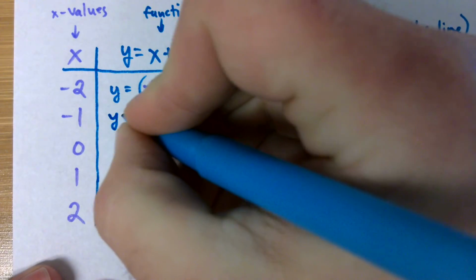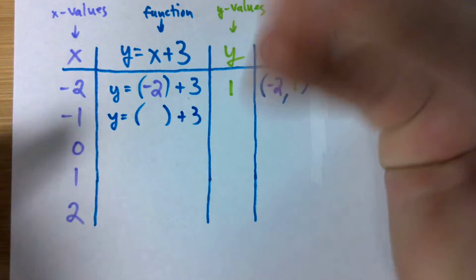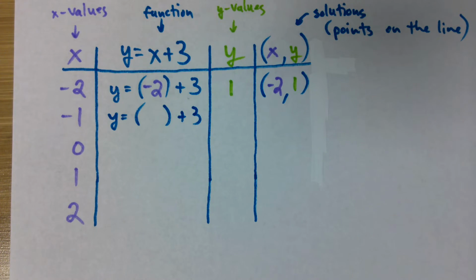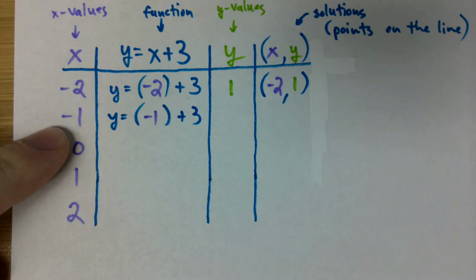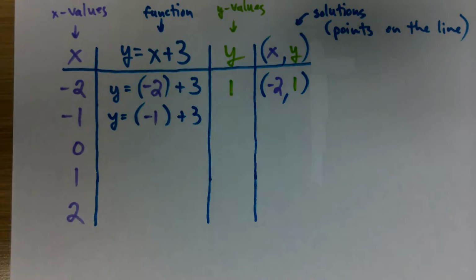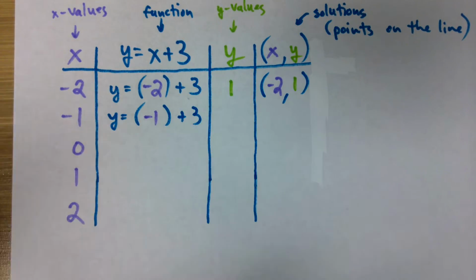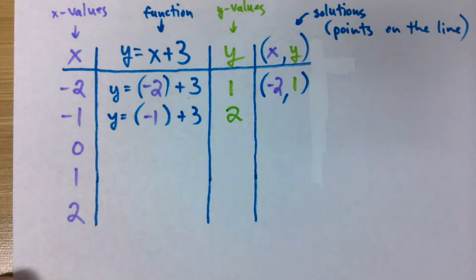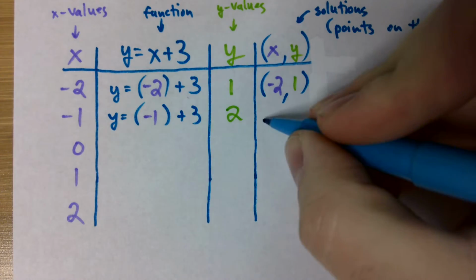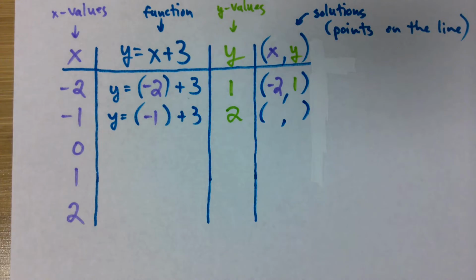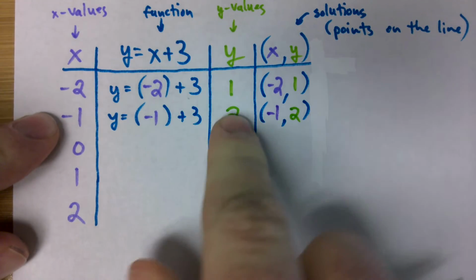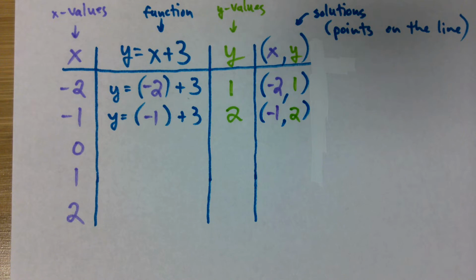Now we're going to go on to the next x value. Y is equal to blank plus 3. What are we going to plug into that blank? Negative 1. That's right. That's our next x value on the table. Now what y value is this function now going to spit out here? Negative 1 plus 3 gives us positive 2. And our ordered pair is negative 1 was our x value. Positive 2 was the y value we just found.